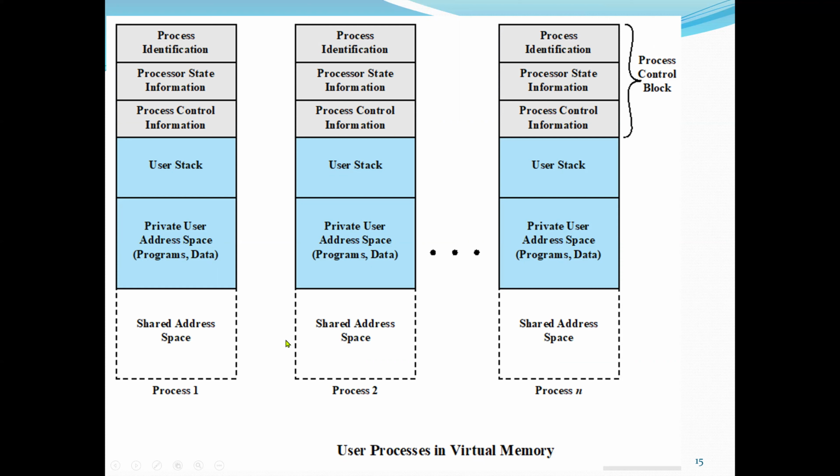So again, here we have the different parts: the process identification, the process state information, the process control information, the user stack, the private user address space, and also the shared address space.